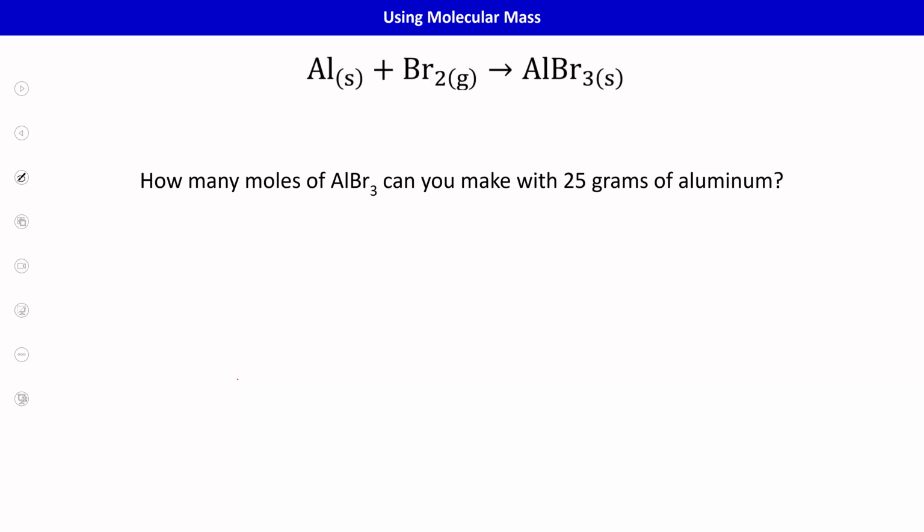Let's go back to this reaction. If you have 25 grams of aluminum, and assuming you're not gonna run out of bromine, to indicate that, a lot of times we'll just write excess. Excess just means you're not running out of it. So, 25 grams of aluminum with excess bromine. How much product can I make?